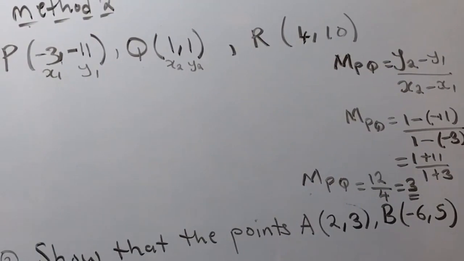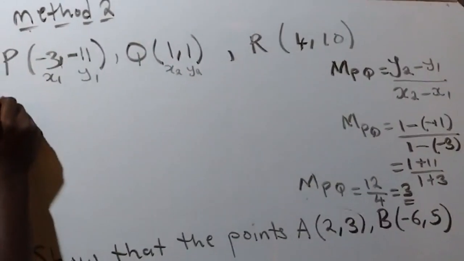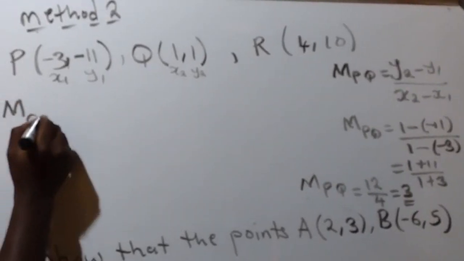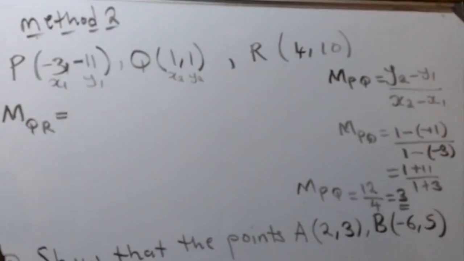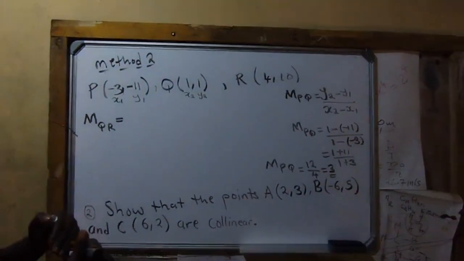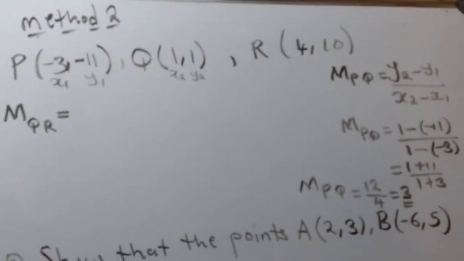All right. So we have found our gradient of PQ, which is 3. Let's now find the gradient of what? QR. So I want to see if the gradient of PQ and the gradient of QR will be the same. If it's the same, then these points P, Q and R are collinear.